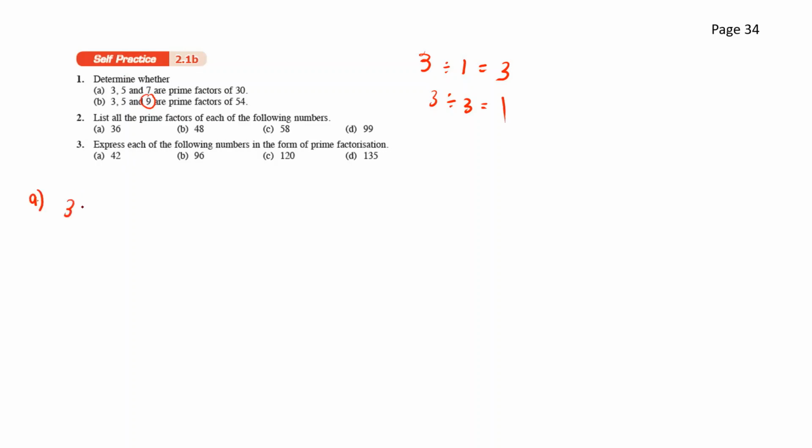So 3 is a prime number and it is a factor of 30. 5 can divide 30, so it is a prime factor. However, 7 cannot divide 30. It will not give us a whole number, so it is not a prime factor of 30.